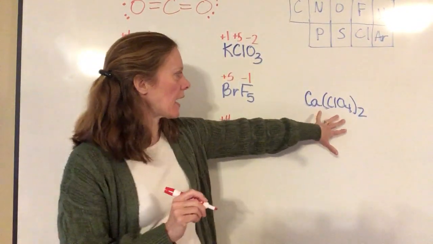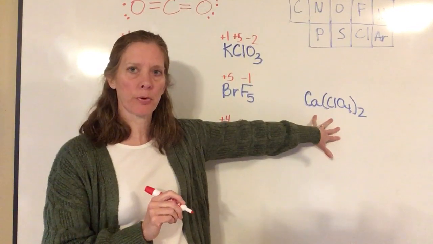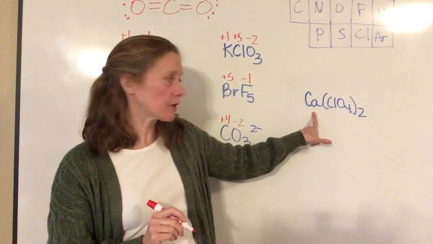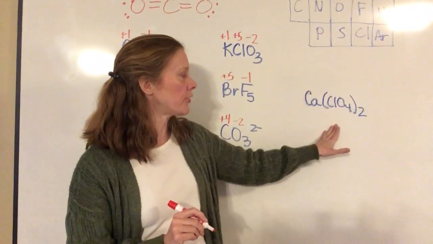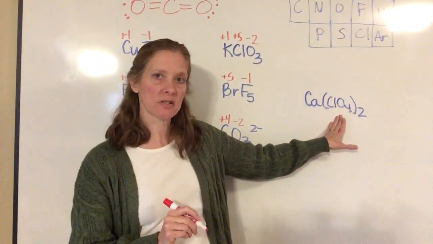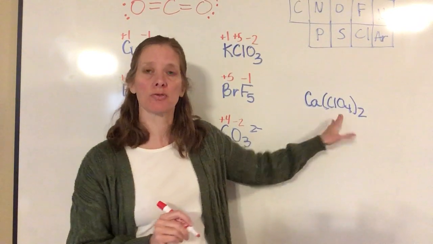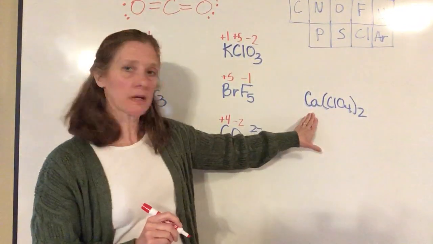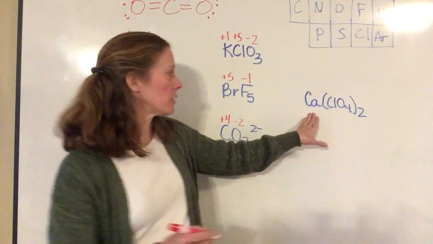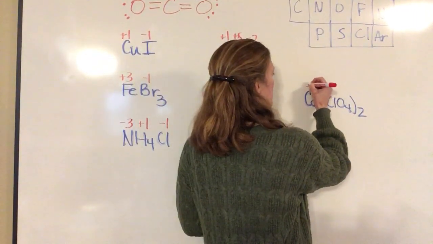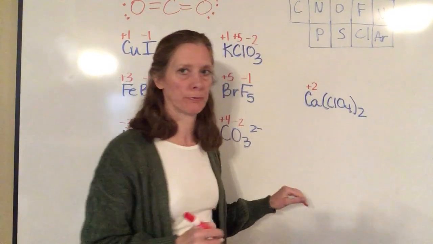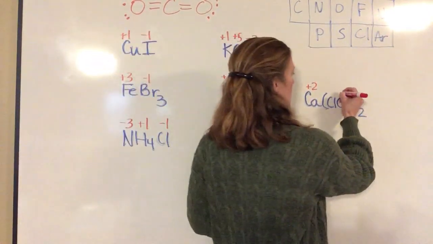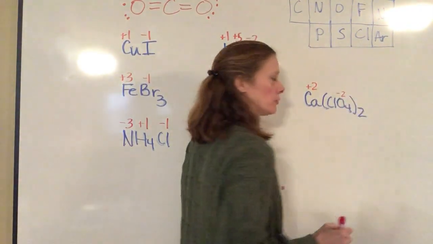Finally, we're going to look at calcium perchlorate. This one's a little bit trickier. There's no charge on the whole thing, but there is a polyatomic ion here, and there's really a couple of different ways that you can do this problem. We know that calcium is in the second column of the periodic table, so it's going to have an oxidation number of +2. Oxygen is going to have an oxidation number of -2.